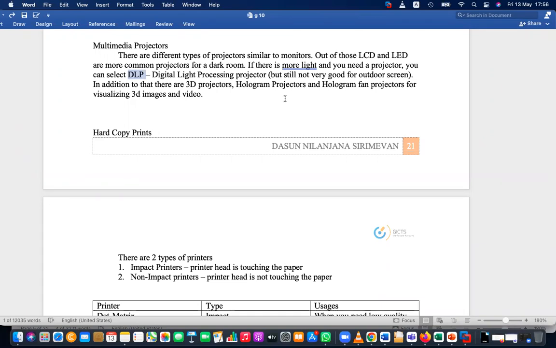But for LED screens, that doesn't matter. Even in the lighting, even at noon, you can display something on an LED screen, not on a projector. Projectors are good in dark environments. Out of that, LCD and LED you need to use in dark rooms, but in the general environment, you can use DLP.